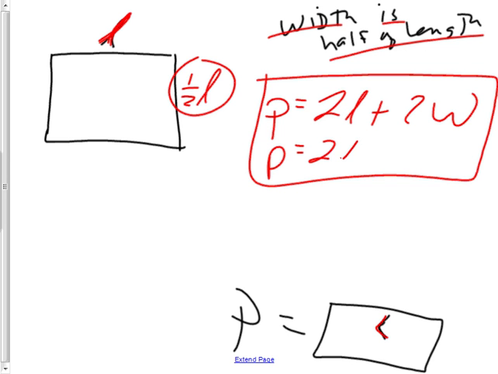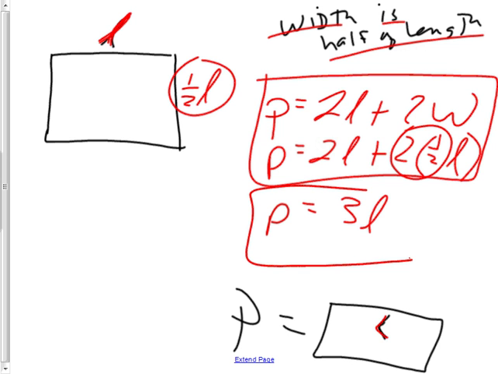P equals 2L plus 2, got to replace the W with, what is the W? 1/2 L. And therefore, final answer is to simplify that all down. P equals, remember, half the error is in the simplifying part. 2L plus 2 times 1/2. Can I do that? Yeah, I can. 2 times 1/2 is 1. So 2L plus 1L makes 3L. There we go. How many of you had that before I got there? Okay, good. It's a good time.